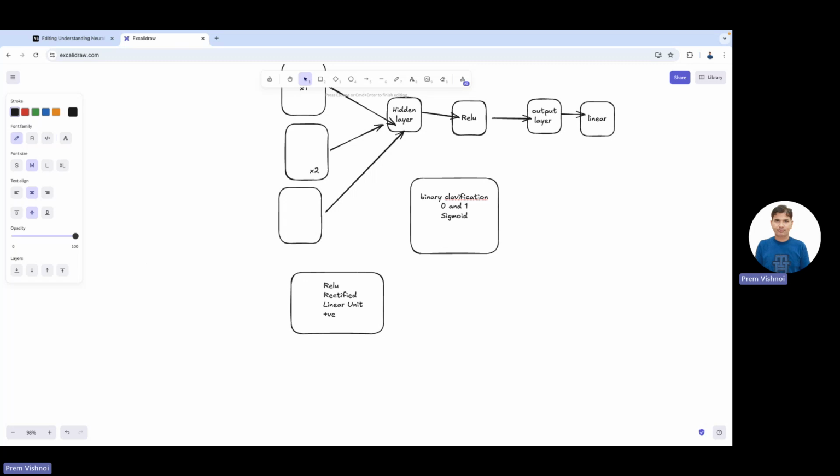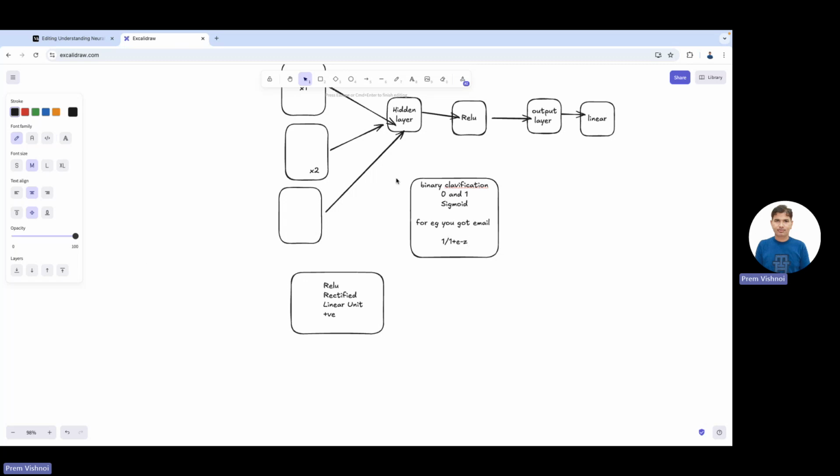So where we use 0 and 1, for example, you get an email and you want to check whether it's spam or not spam. That is 0 or 1, and the sigmoid function. The sigmoid function is usually 1 divided by 1 plus e to the power minus z, which I read in my mathematics.